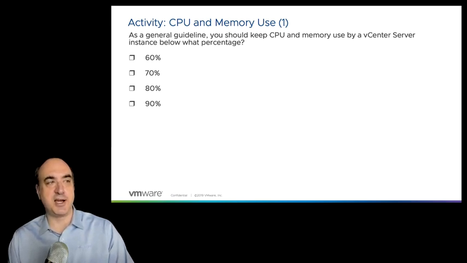As a general guideline, we should keep CPU and memory use by a vCenter instance below what percentage? So, as a general guideline, we should keep the CPU and memory below 70%, right? If it spikes over that, that's fine. If it's sustained over those, now we need to look and see what's going on with that vCenter system.